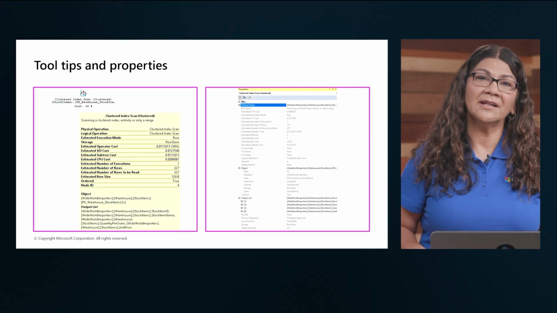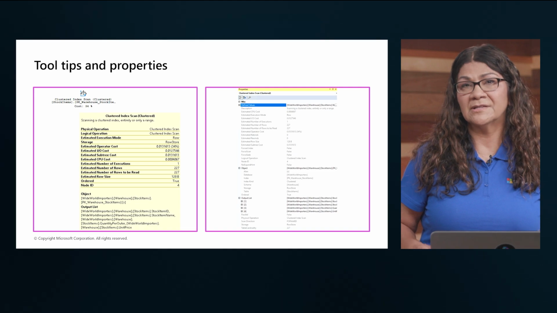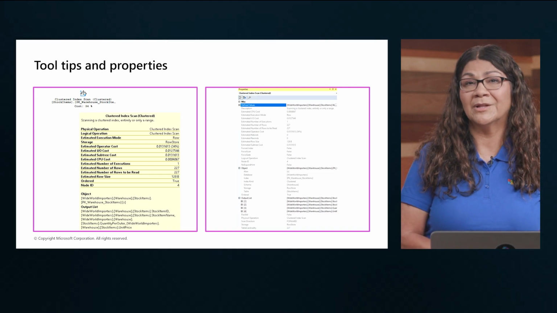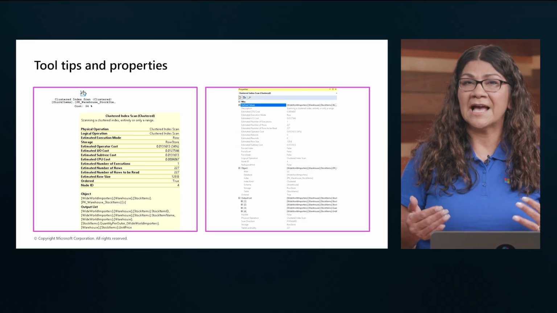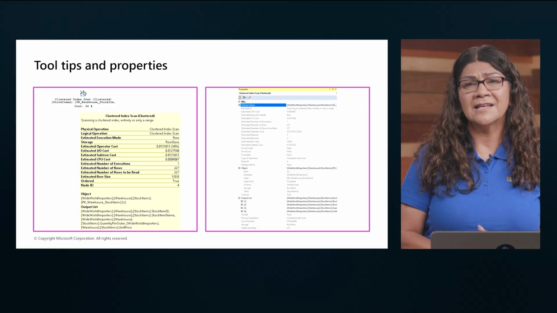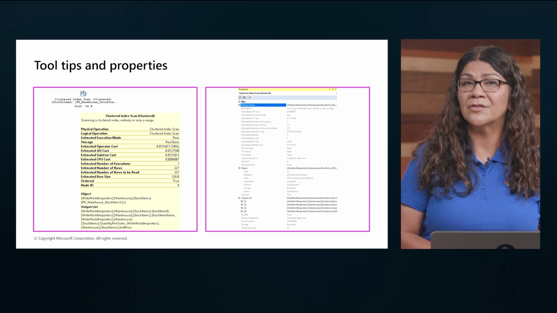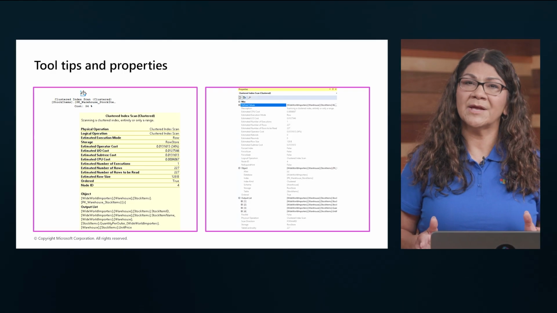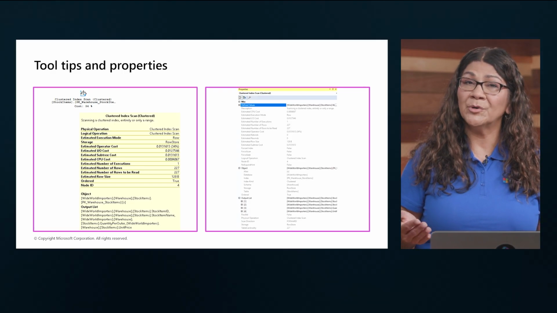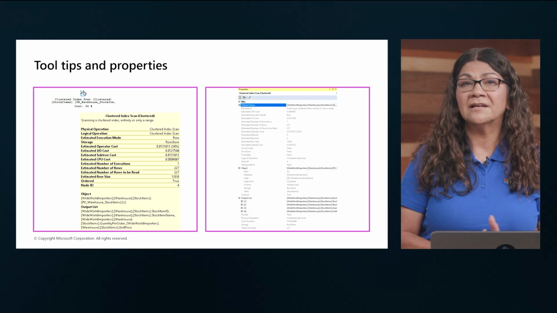The tooltip highlights the cost and estimates for the estimated plan and the actual plan. This will include comparisons to the actual rows and the cost, and it can be obtained by hovering over the execution plan operator. The properties include some additional information, and it shows the output list, which provides details of the columns being passed to the next operator.